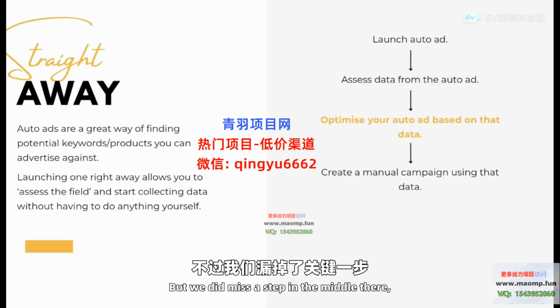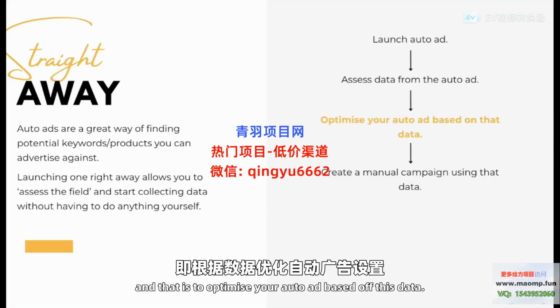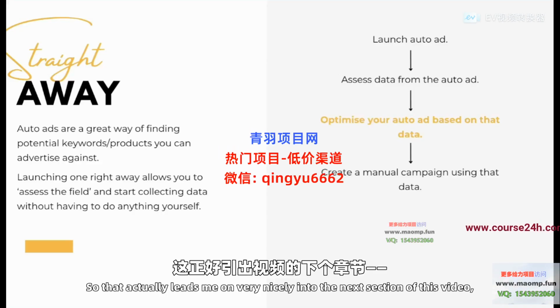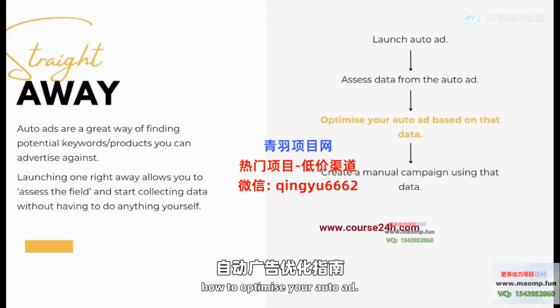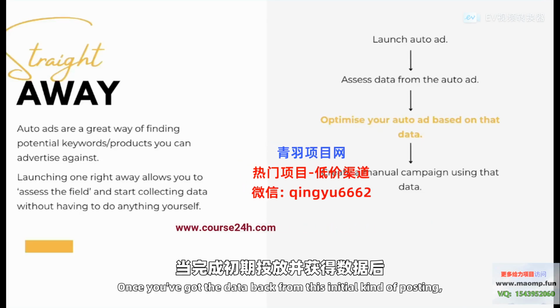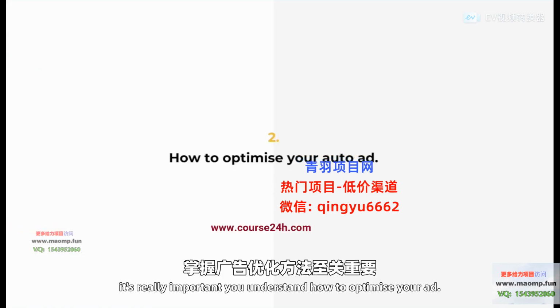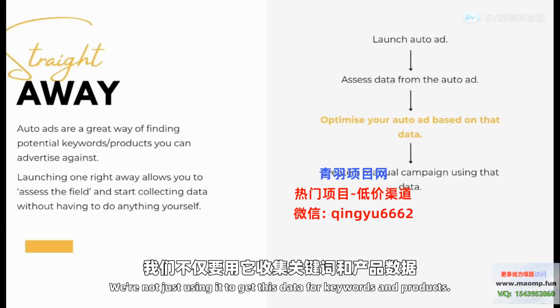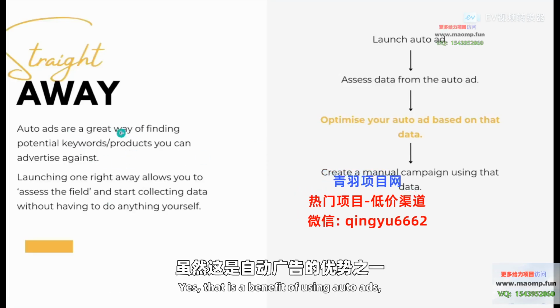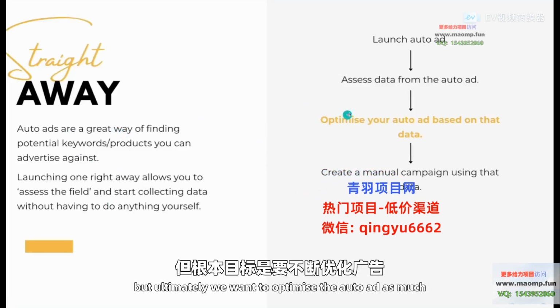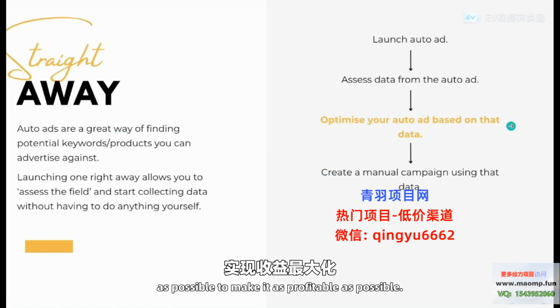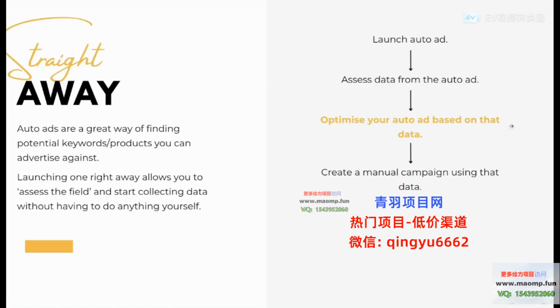But we did miss a step in the middle there, and that is to optimize your auto ad based off this data. So that actually leads me on very nicely into the next section of this video: how to optimize your auto ad. Once you've got the data back from this initial posting, maybe the first month or the first 2 months, it's really important you understand how to optimize your ad. We're not just using it to get this data for keywords and products. Yes, that is a benefit of using auto ads, but ultimately we want to optimize the auto ad as much as possible to make it as profitable as possible.